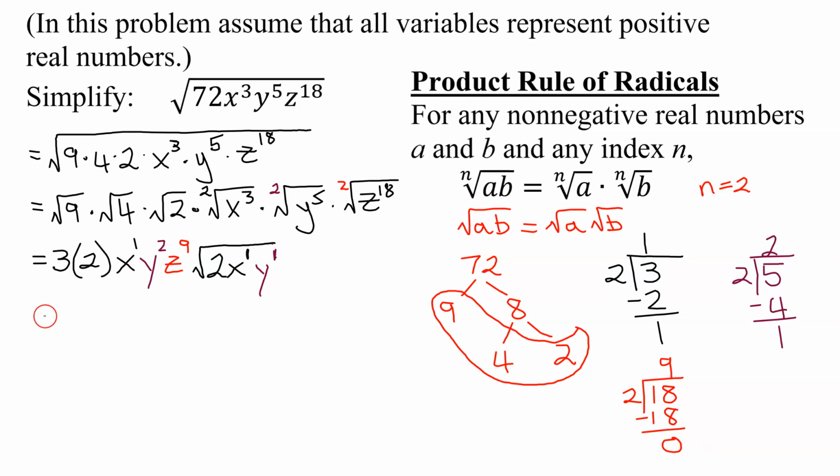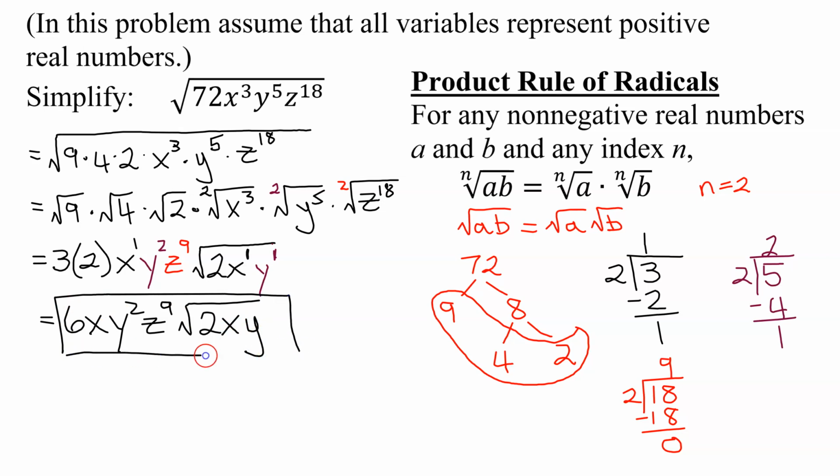So now all I have to do is neaten it up. 3 times 2 is 6. We never write x to the first power. We just write x. So the answer is 6x y squared z to the 9th times the square root of 2xy. So that is my answer.